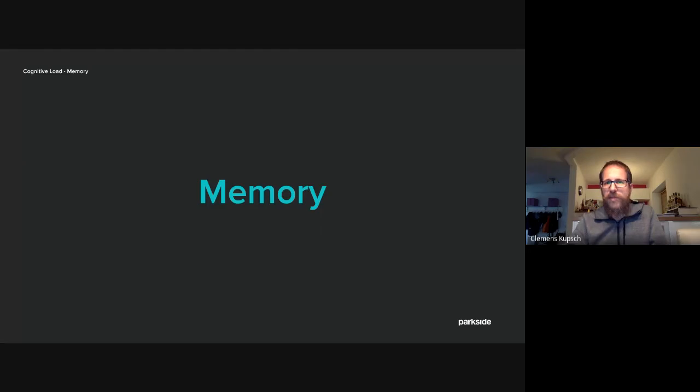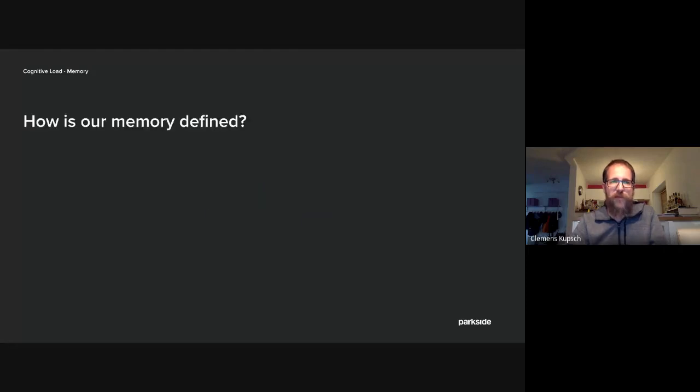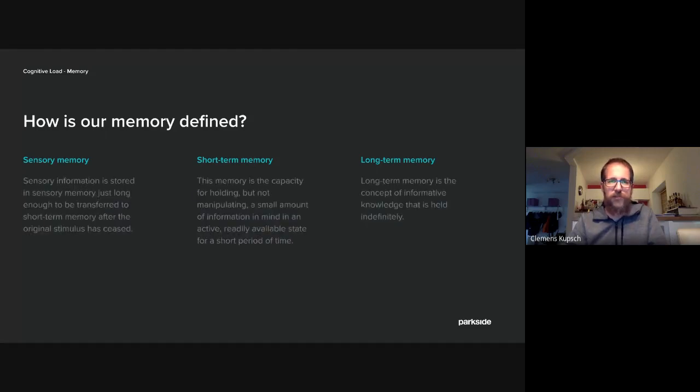How is our memory set up? Well, so far researchers and scientists came up with the following types of memory. Let's start here with sensory memory, the short-term memory, of course, long-term memory. But what does that mean? What should we understand under those terms? Well, here's some explanations to it.